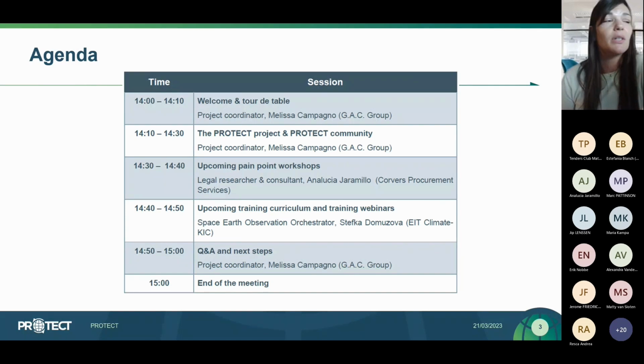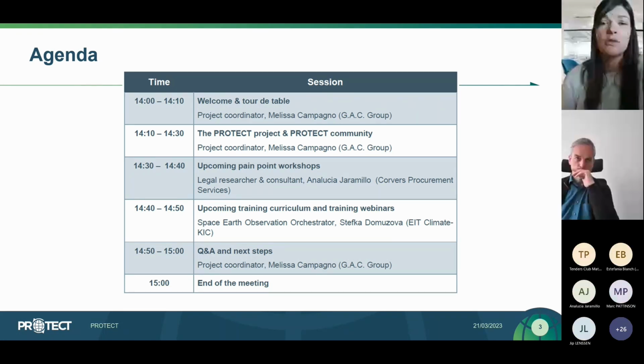And we will also present in a second part the upcoming pain point workshops and the training webinars that will actually start tomorrow. This will be presented by partners of the Protect Consortium, including Chorus Procurement Services. So Ana Lucia, that you will meet soon, will present the pain point workshops. And Stefka Domuzova from the EIT Climate Kick will present the training curriculum that we have prepared for you and the upcoming training webinars. Finally, we will have a moment to exchange and to answer your burning questions. So we will reserve some 10 minutes towards the end for that.